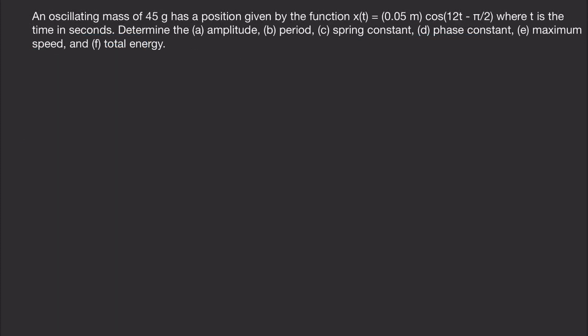In the next problem, we have an oscillating mass of 45 grams that has a position given by the function x of t is equal to 0.05 meters times cosine of 12t minus pi over 2, where t is the time in seconds. Determine the amplitude, period, spring constant, phase constant, maximum speed, and total energy. So first, let's write our generic equation. We have x of t is equal to A cosine of omega t plus some phase, some offset. I'll write this as phi naught.